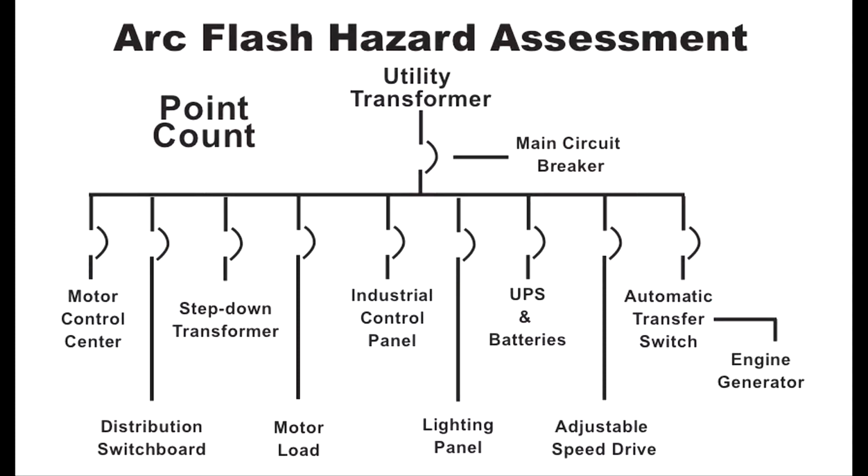Notice we use a simple one-line diagram. We have a utility service, a main breaker in the switchgear with its bus and several output devices. You'll notice we are feeding a motor control center, a distribution switchboard, a step-down transformer, a motor load, an industrial control panel, adjustable speed drive, and UPS and battery system. We also have an automatic transfer switch and an engine generator.